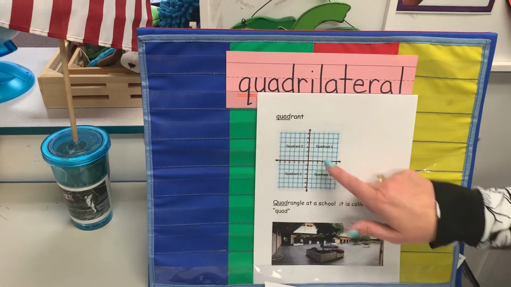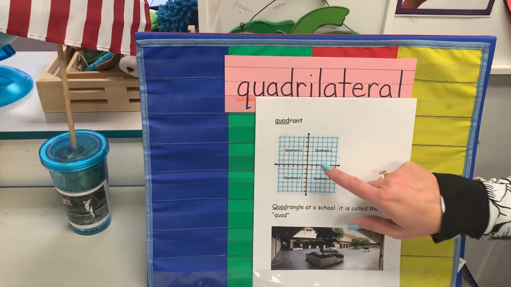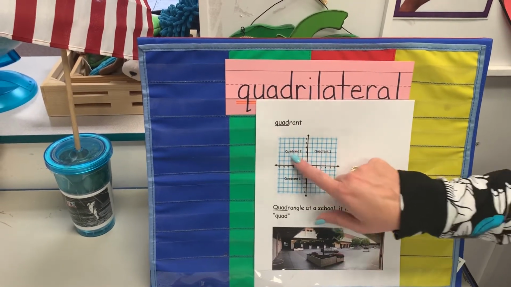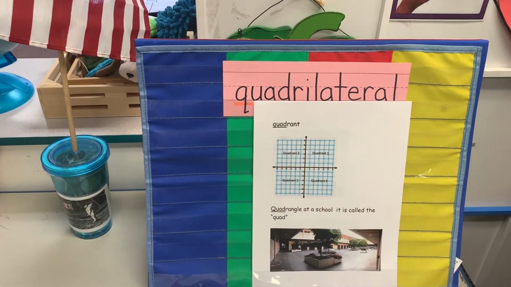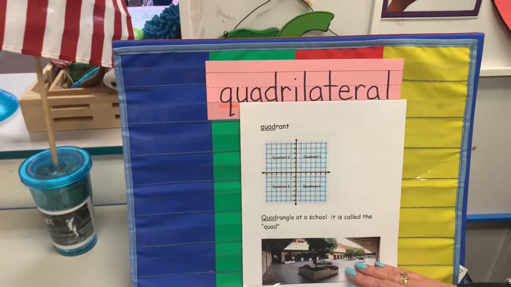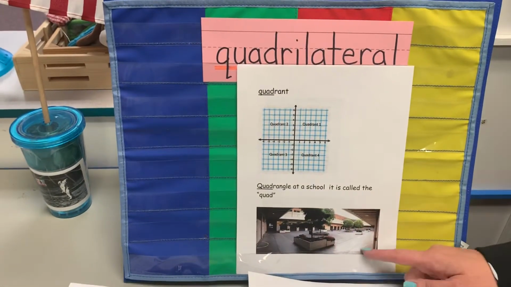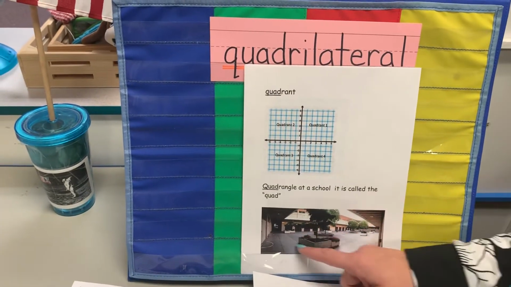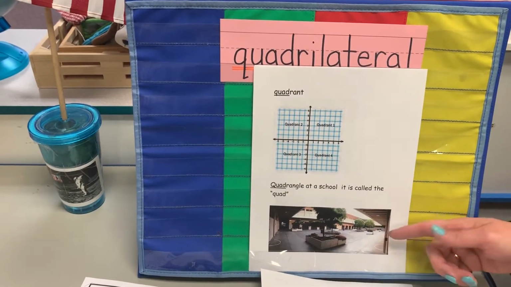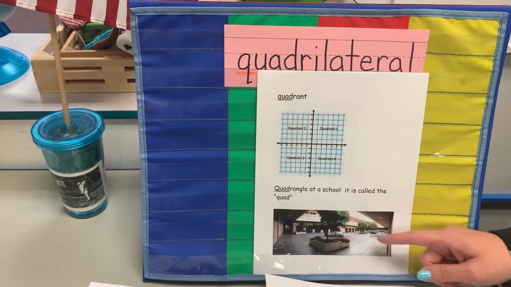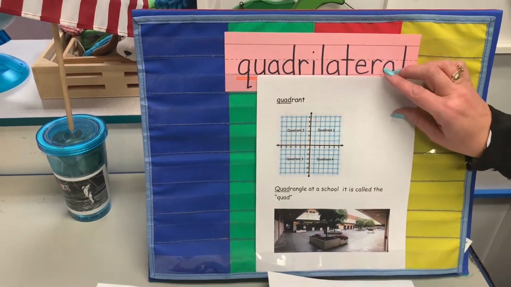Then we have the quadrant, which you will see later in math, where you write the positive numbers and negative numbers. So there are 1, 2, 3, 4 quadrants. Then you have a quadrangle. At a school, it's called the quad. This one was a rectangle, and it's got four sides. So that's the quad where you hang out.